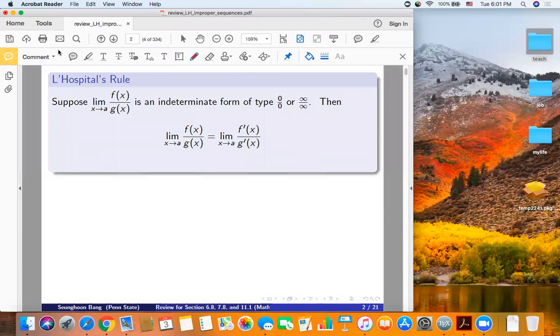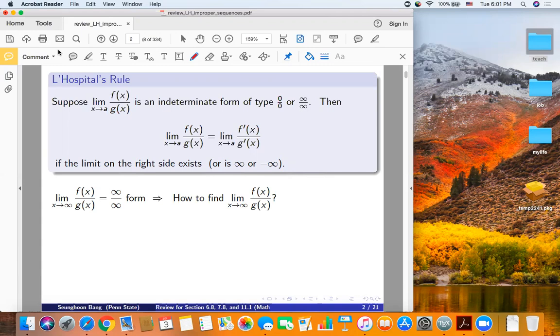The limit of f of x over g of x as x approaches a equals the limit of f prime of x over g prime of x as x approaches a, if the limit on the right side exists, or is infinity or negative infinity. For the infinity over infinity form, one important thing is that the x value approaches infinity.